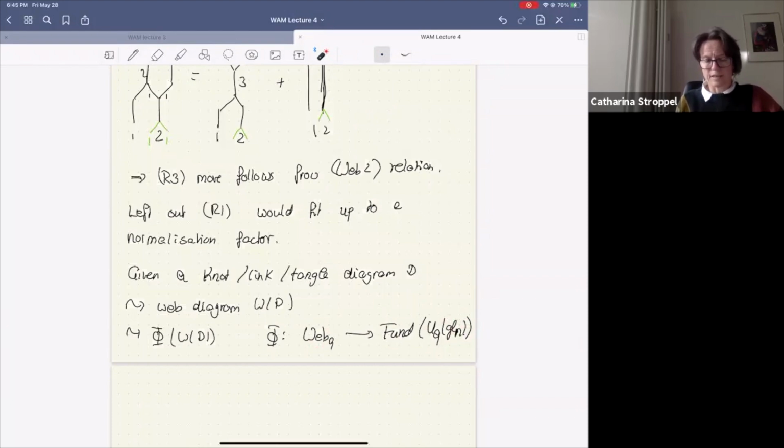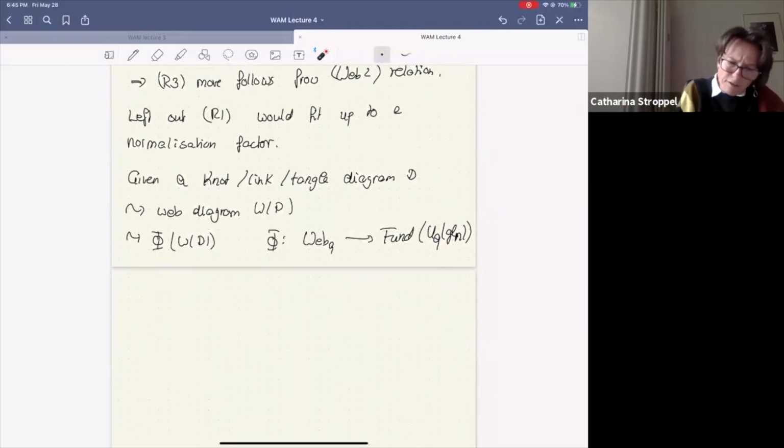And so I can just start with my knot or link or tangle diagram D, translate it into a web diagram, then apply my functor. And what I get is a morphism between certain web stations of GLN, of quantum GLN. And what are these web stations? These are just tensor products of wedge products. And so the theorem is now the following.